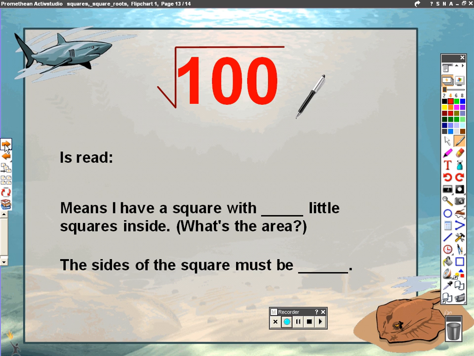Square root of 100 means I have a square with 100 little squares inside, and the sides must be what? So if I have 100 of those little squares, the length and the width must each be what? If you need to make a sketch, go ahead and do that. The answer is 10. If I have 100 little squares, then both of the sides have to be 10, and that's because 10 times 10 is 100.